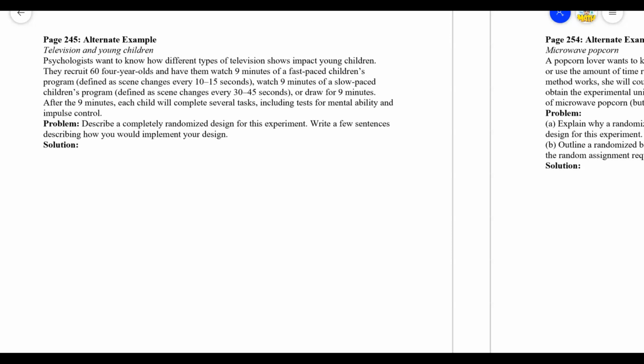Okay, so if we look at this, I'm going to jump right to where it says problem. Describe a completely randomized design for this experiment, right? A few sentences describing how you would implement your design. So let me talk about 2 things I want you to do if you're asked to design an experiment that will help you. Number 1, I want you to draw it out or diagram it out. If you don't know what I mean, you can look back at some of the PowerPoint slides. But then also write a couple of sentences. What I want you to think about when you do this is, if you wanted somebody to implement this experiment, would they be able to read your directions and then execute it?